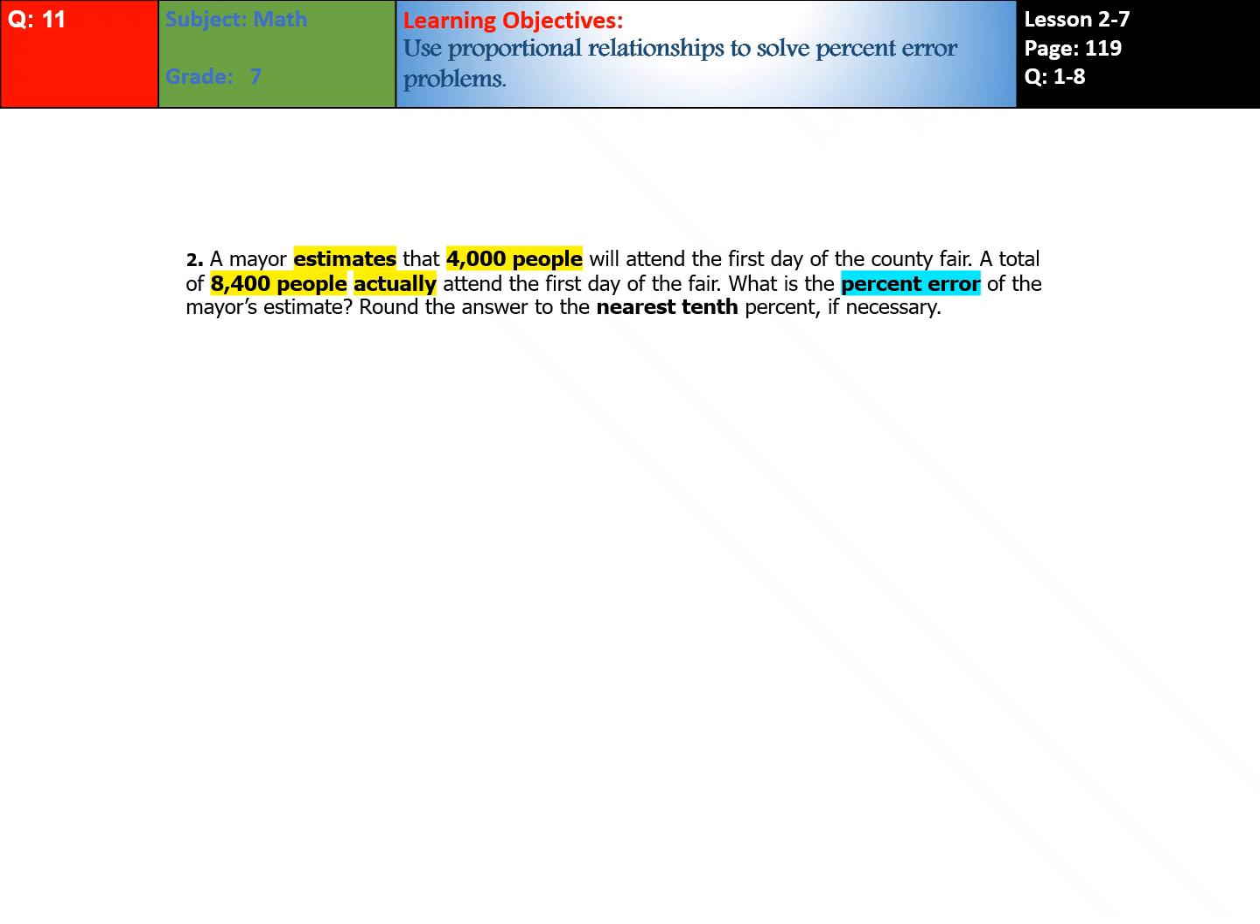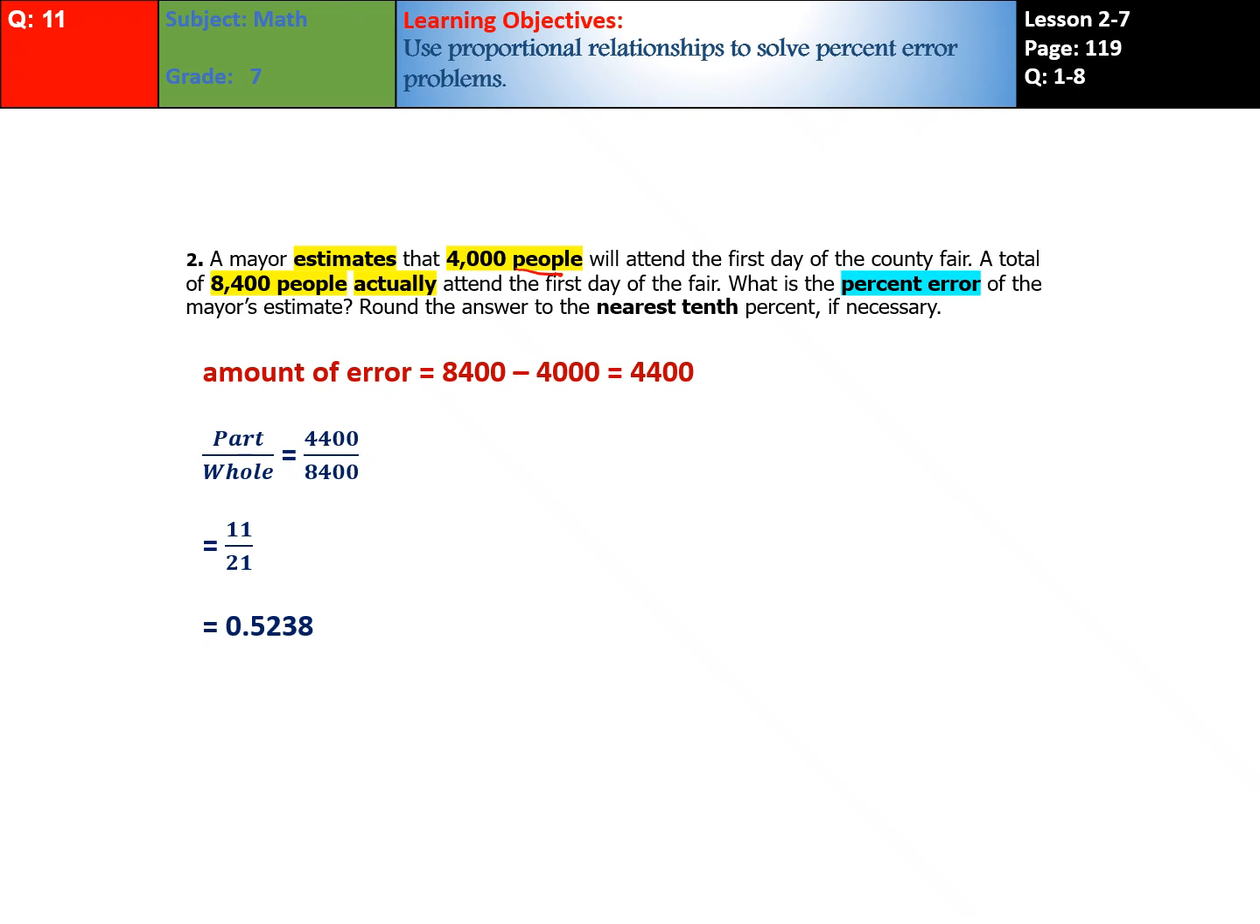A fair estimates that 4,000 people will attend the first day of the country fair, but actually 8,400 people arrived there. What is the percent of error? First of all, find the amount of error, that is 8,400 minus 4,000 equals 4,400. Now 4,400 divided by the actual value, which is 8,400. Now simplify it. After that, convert the denominator into 100.